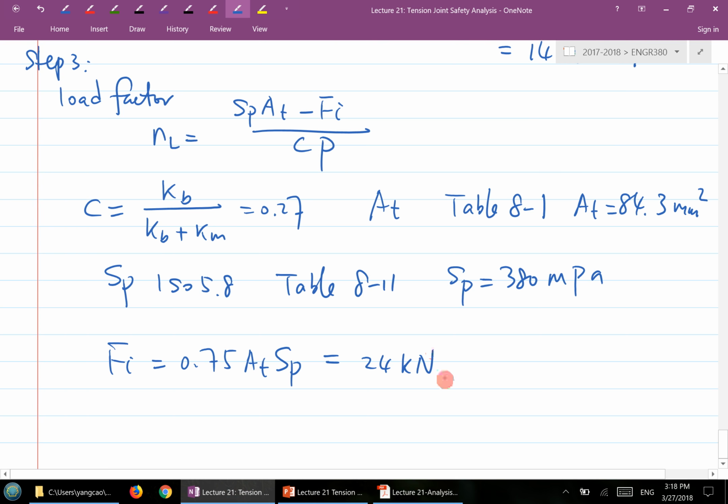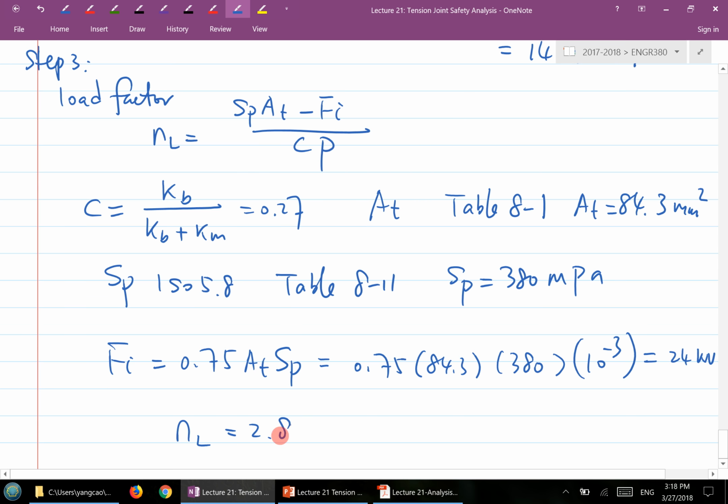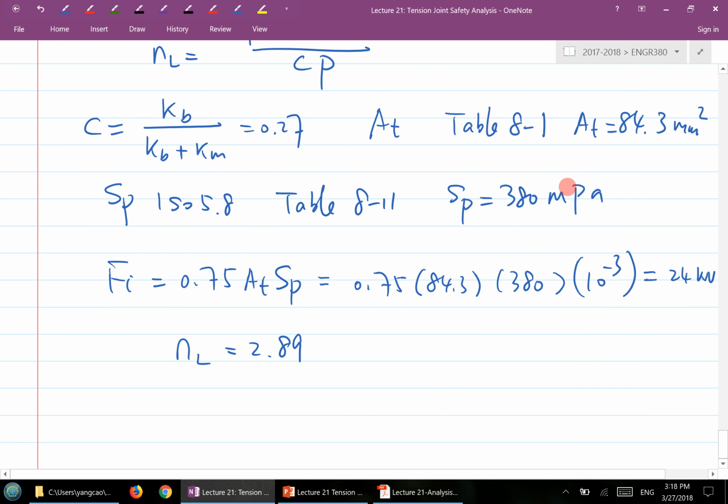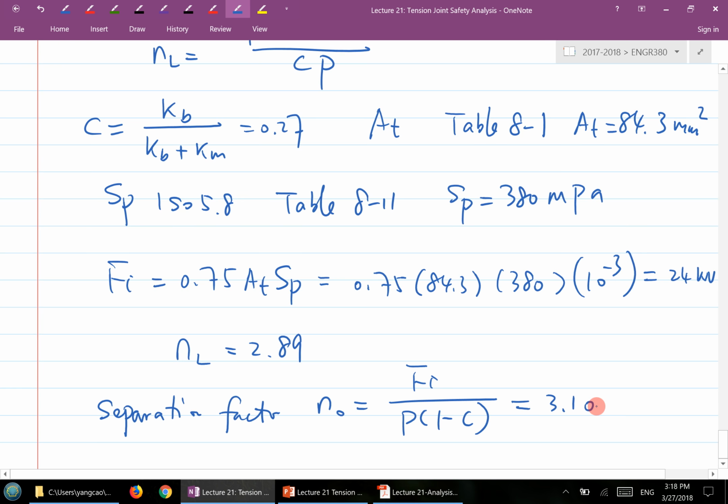Again, there's a little bit of unit you need to be careful about. At is in millimeter squared, and Sp is in megapascal, so times 10 to the power of 3, you get kilonewton here. Finally, plugging everything into this formula, you get your nL, which is 2.89. So it's safe. It's a load factor which is safe here. And then the separation factor, the last one, let's call it n naught, equals Fi divided by P times (1 minus C), which is 3.10, which is also good.